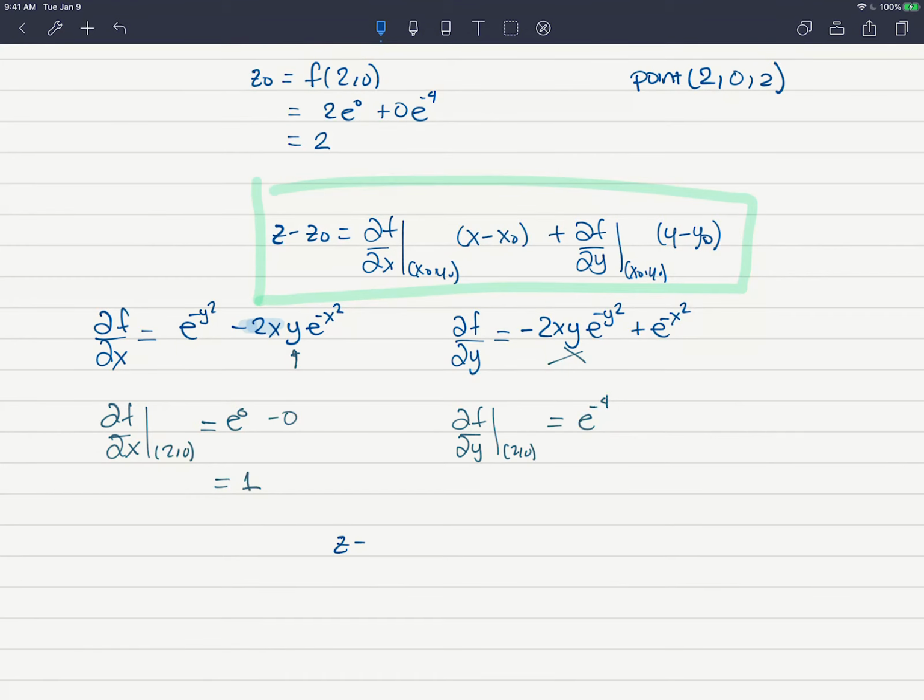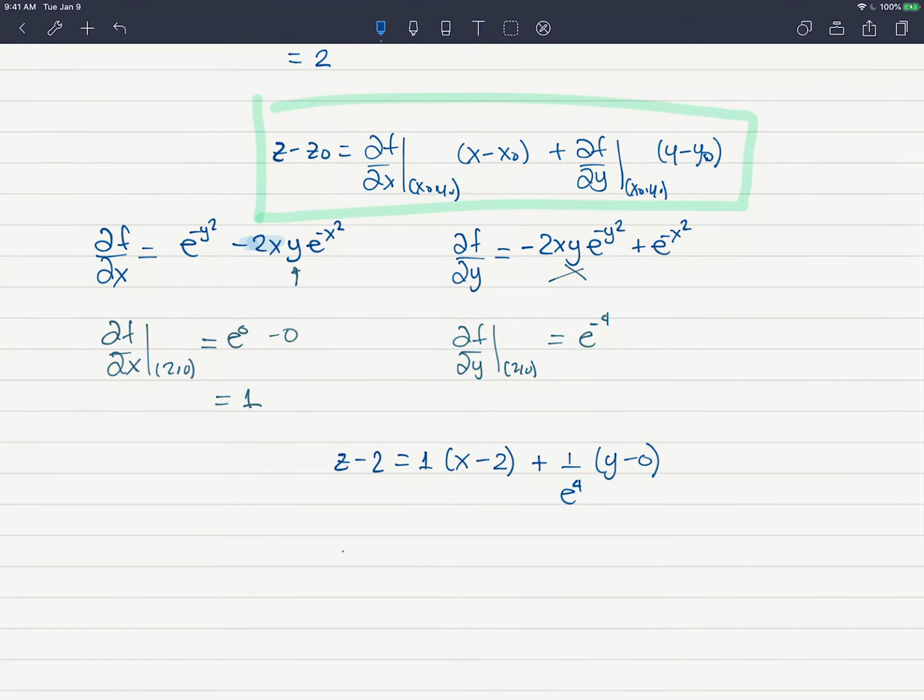So the tangent plane will finally be z minus z0. I found it over here. The z0 is the 2. So z minus 2 equals partial f with respect to x, which is just a 1, times x minus x0, which is a 2. I'm getting that from up here again, the point, right? And now plus the partial f with respect to y, and that was e to the negative 4. I'm going to write it like 1 over e to the 4, okay? And now it's times y minus y0, it's y minus 0. And that's it. That is the equation of the plane.